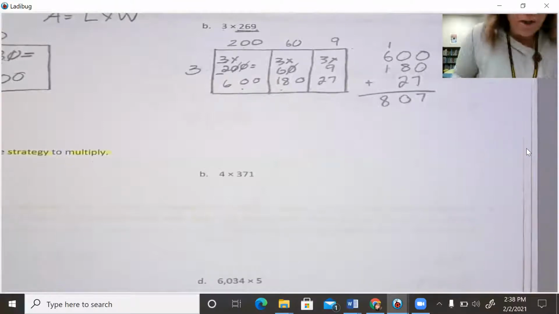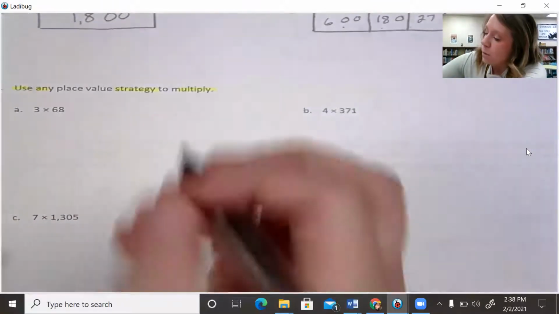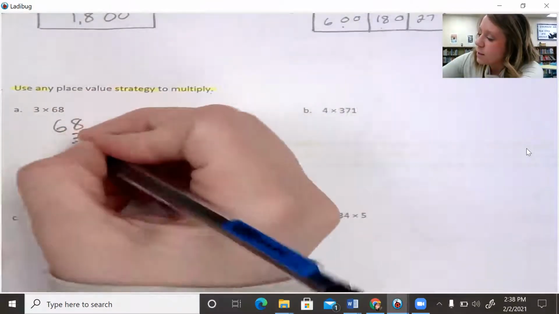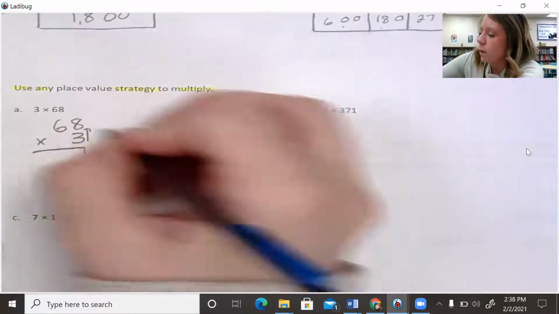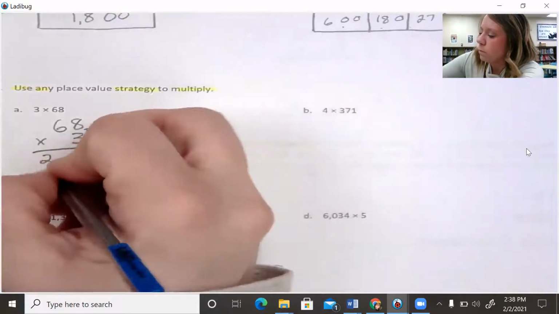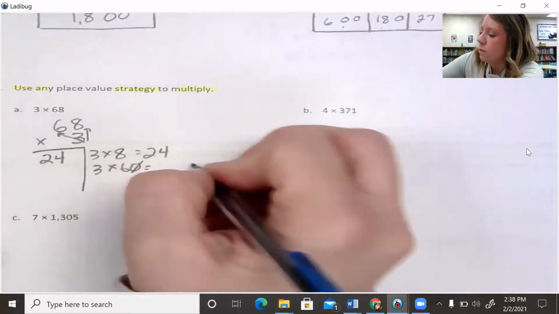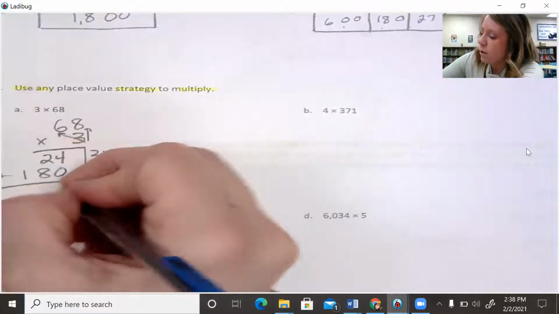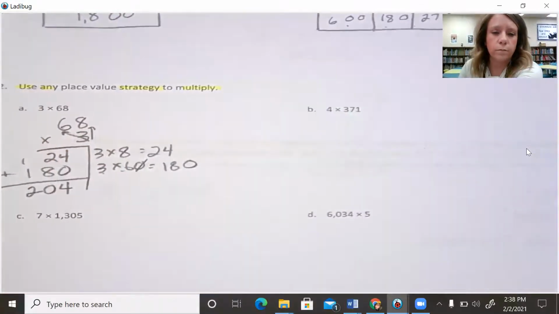For number 2, the directions say use any place value strategy to multiply. So you could have chosen here. I'm going to do partial products for letter A. 68 times 3. I do 3 times 8 equals 24. 3 times 60, got my 0, equals 180. Put those together. 204.